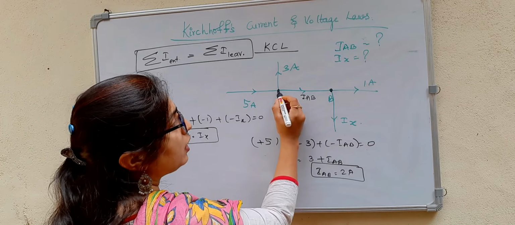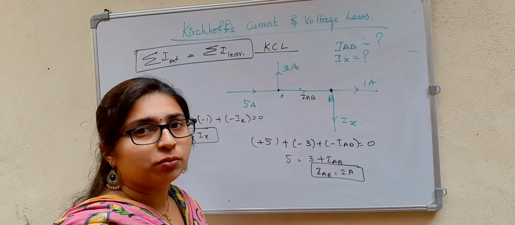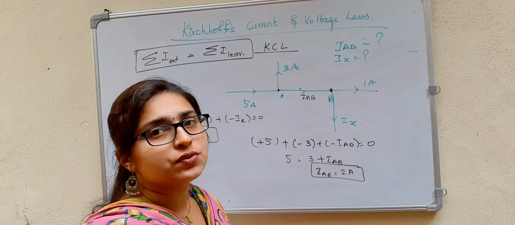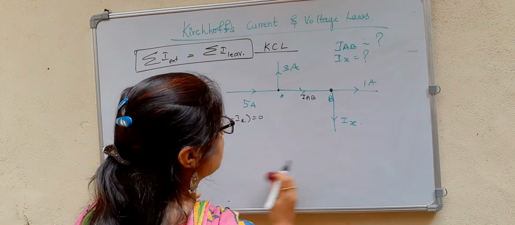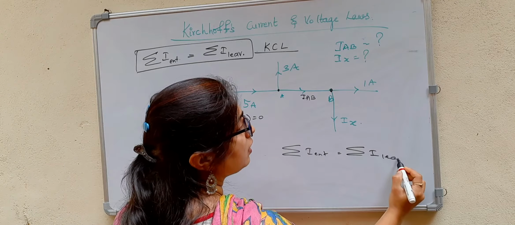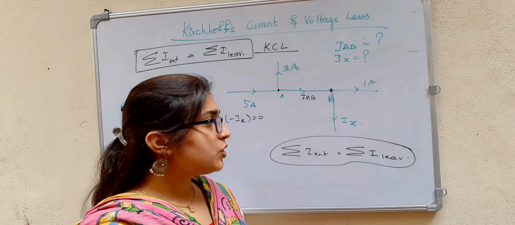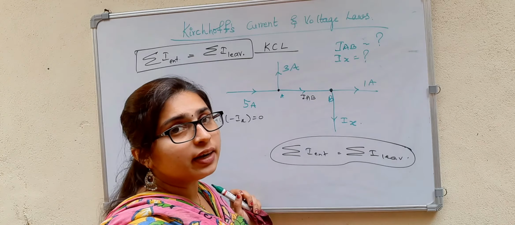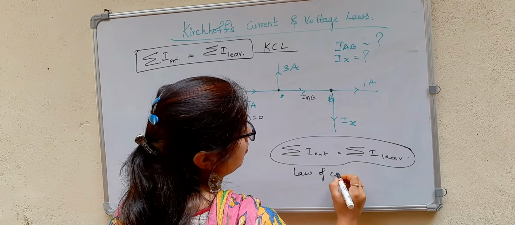Just see at this particular node, this is supplying the current to the node B and these two are sinking currents from the node B. From this we say that the algebraic sum of the currents entering is equal to the algebraic sum of the currents leaving the node. So we can also say that this follows the conservation of charge. At the node, charge is neither created nor destroyed. So that is the law of conservation of charge.